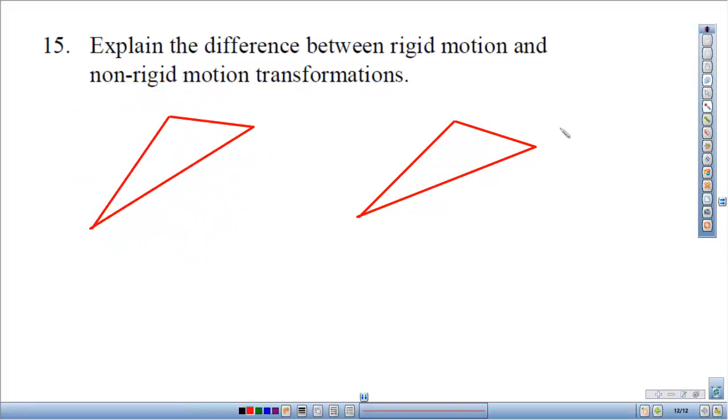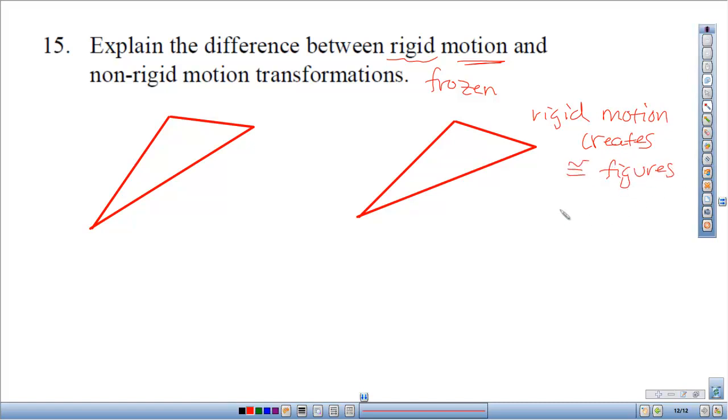Okay, so rigid motion, the word rigid basically means frozen. So the shape is frozen even though I'm going to move it. That's what rigid motion is. Just move it around, but don't change what it looks like. Okay, so maybe you would say rigid motion creates congruent figures. Or you might say the segments and angles stay congruent. All of those things would be good things to describe for rigid motion.